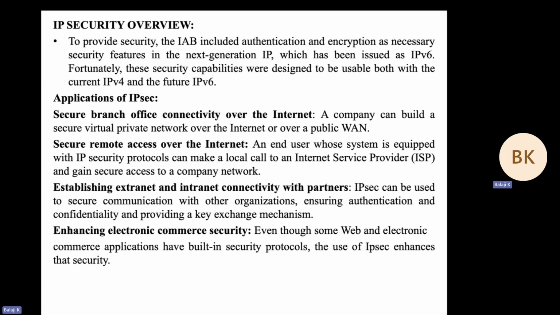The third one is establishing extranet and intranet connectivity with partners. IP security can be used to secure communication with other organizations and ensure authentication and confidentiality, providing a key exchange mechanism. So you can safely create a link between different companies so that you can exchange data. And the fourth one is enhancing electronic commerce security. Even though some web and electronic commerce applications have built-in security protocols, IP security also will provide security for making connections.